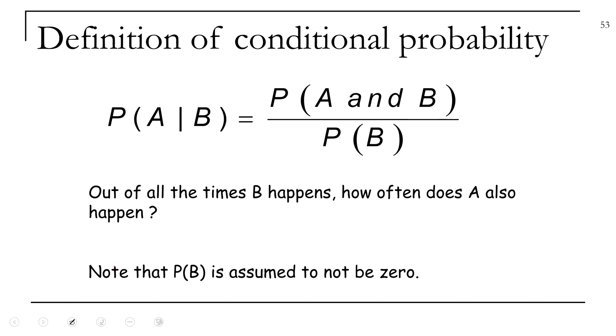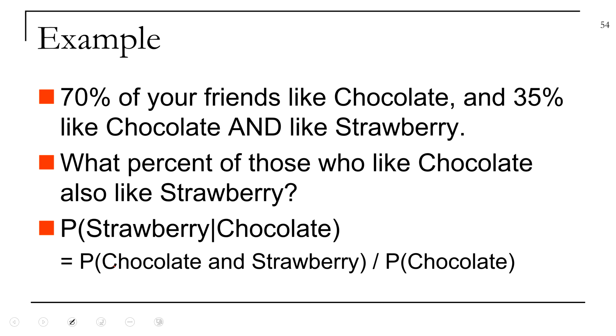The definition of conditional probability is pretty straightforward. We're just asking, out of all the times B happened, how often does A also happen? And we compute it this way. It's just a ratio of the joint on top, the marginal on the bottom. Out of all the times B happened, how often does A also happen? Basic idea here, just showing you some math.